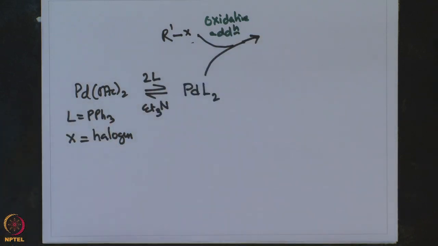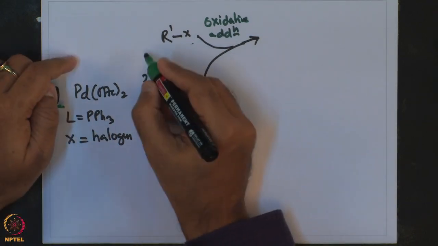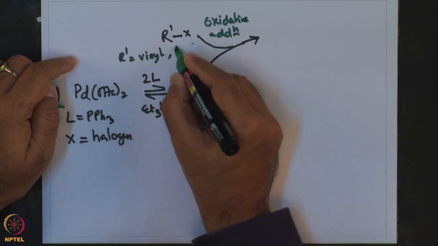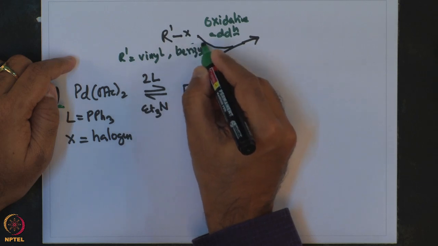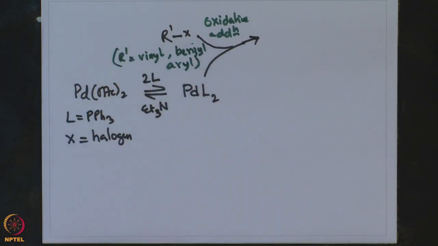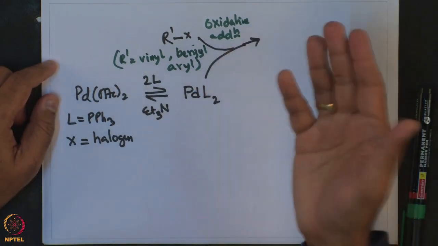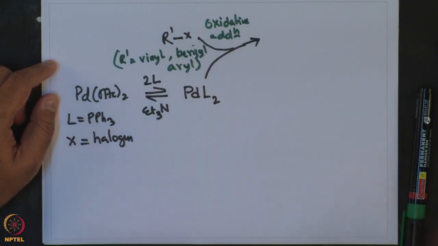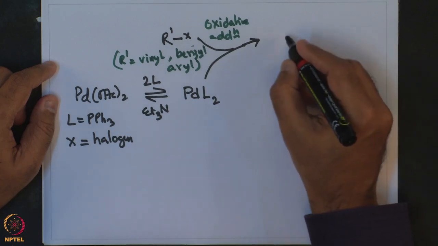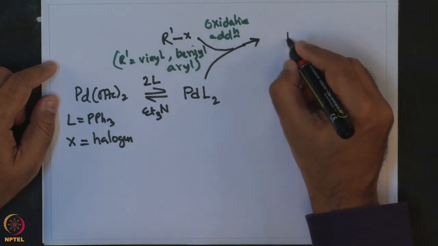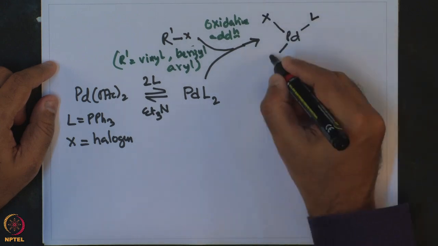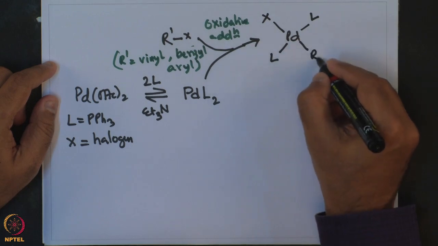And this R dash X are vinyl, benzyl and aryl group, which does not have beta hydrogens. As a result, the reverse beta hydrogen elimination does not occur, and this gives rise to the palladium 2 species R dash.